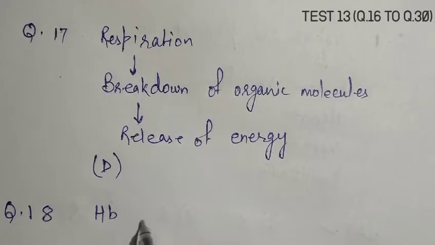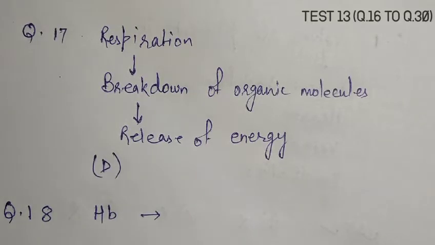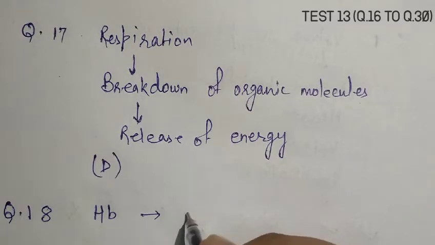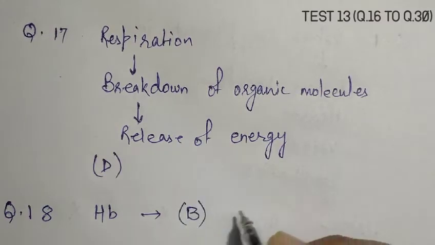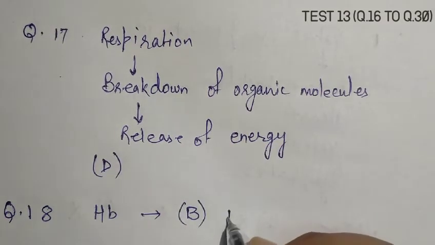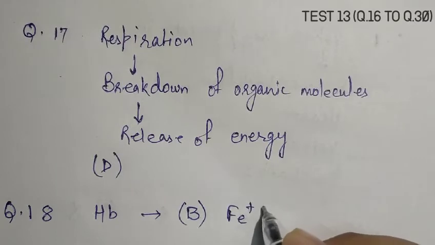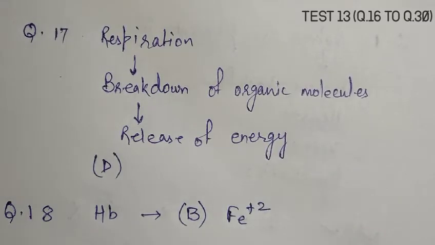Question number 18. Hemoglobin is A. copper containing pigment, B. iron containing pigment, C. magnesium containing pigment, and D. calcium containing pigment. Answer is B, because it contains iron in the form of Fe+2.